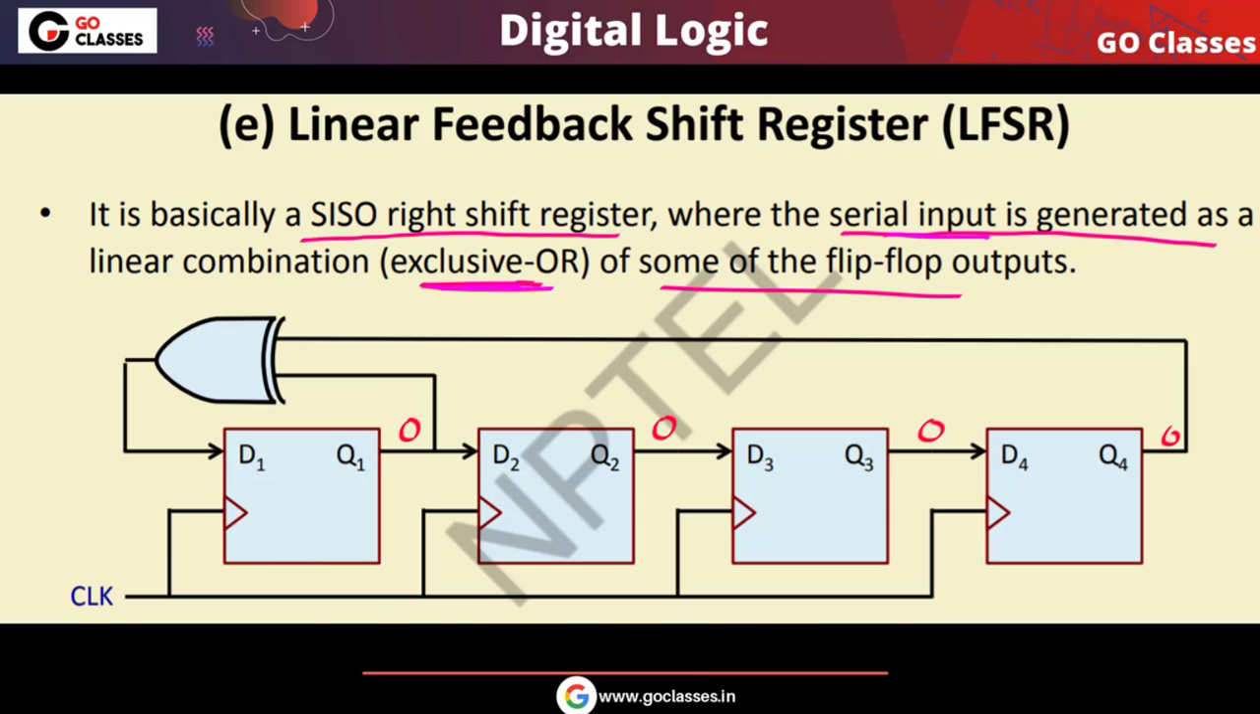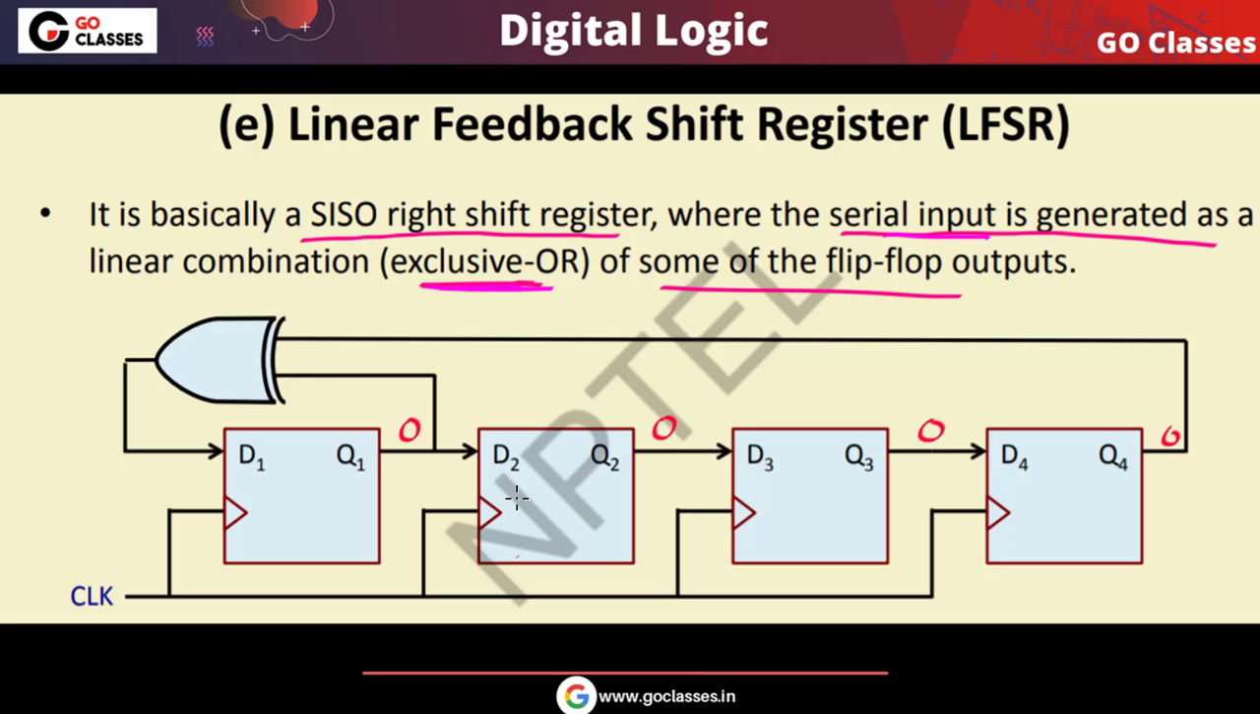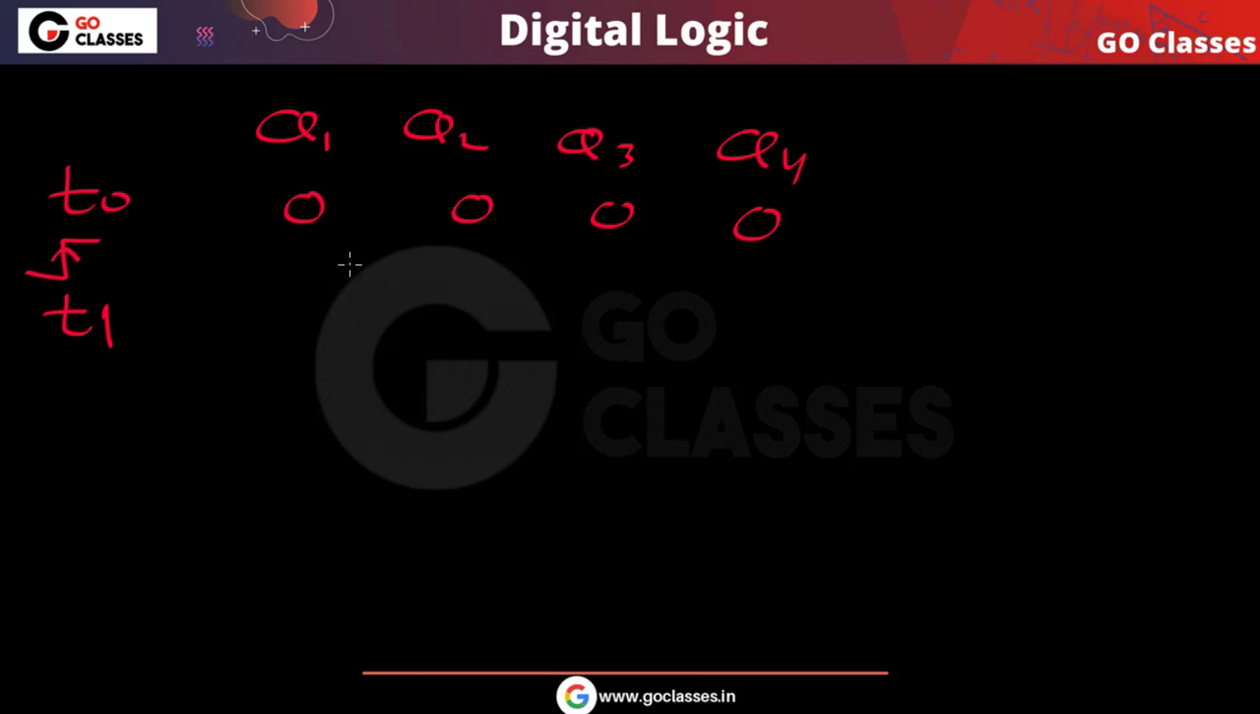So after one positive edge, what is going to happen? You can notice 0 0 0 exclusive or 0, that is 0. So after one clock edge, this will be 0.